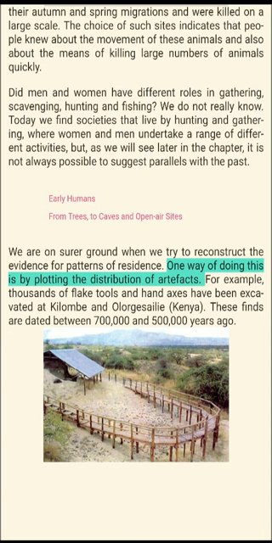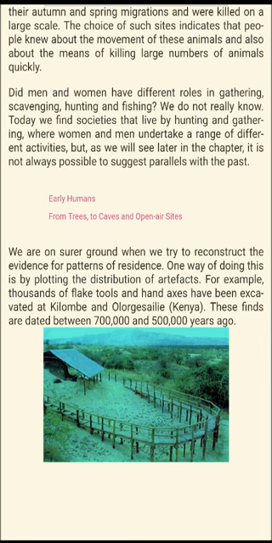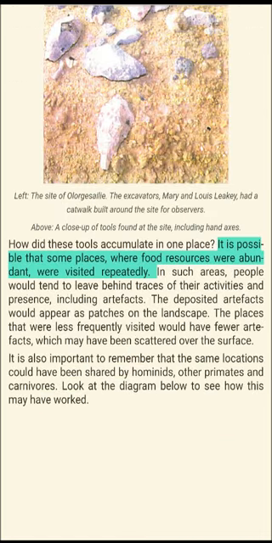We are on surer ground when we try to reconstruct the evidence for patterns of residence. One way of doing this is by plotting the distribution of artifacts. For example, thousands of flake tools and hand axes have been excavated at Kilombe and Olorgesailie, Kenya. These finds are dated between 700,000 and 500,000 years ago. Left, the site of Olorgesailie. The excavators, Mary and Louis Leakey, had a catwalk built around the site for observers. Above, a close-up of tools found at the site, including hand axes. How did these tools accumulate in one place?